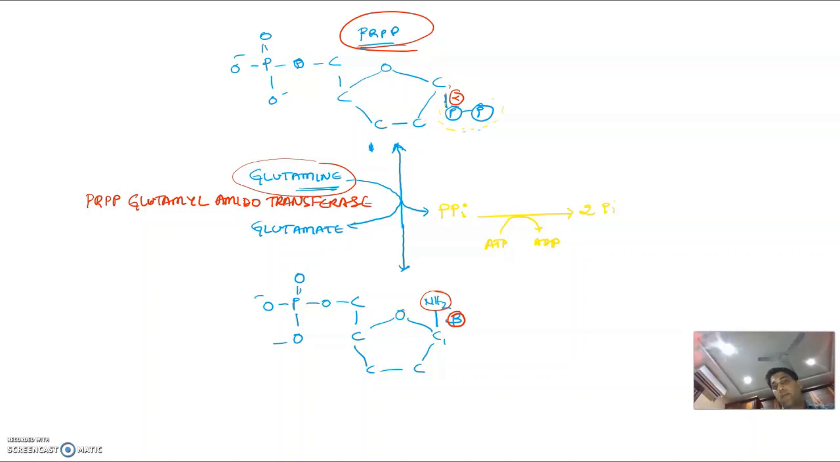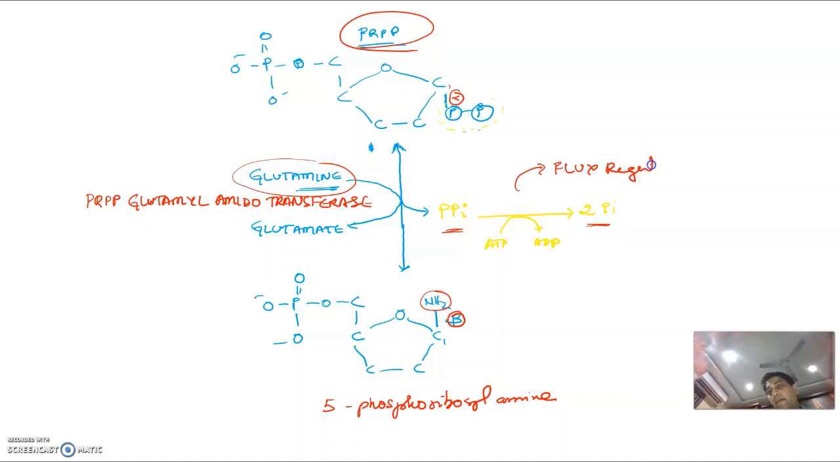From PRPP, pyrophosphate is removed, and from glutamine an amino group is attached, and this now forms 5-phosphoribosylamine. So PRPP gets converted to 5-phosphoribosylamine. The amino group is taken from glutamine, which forms glutamate. PPi becomes 2Pi, and this step is called the flux regulating step of the entire purine synthesis.